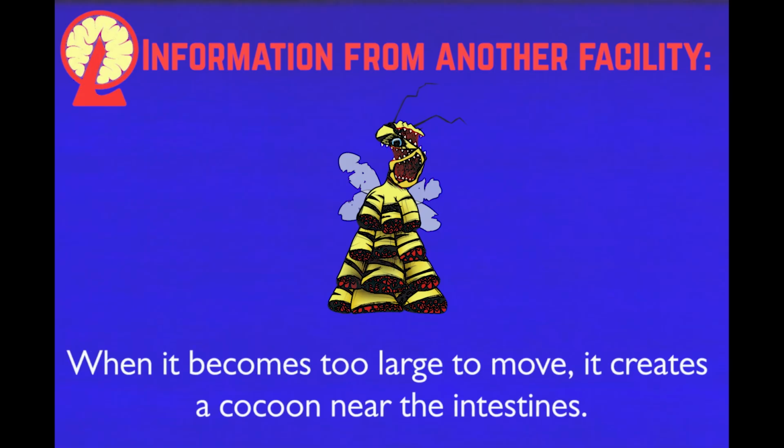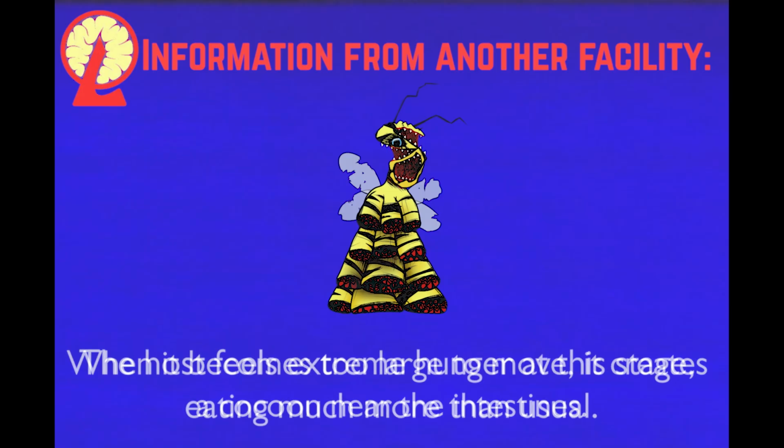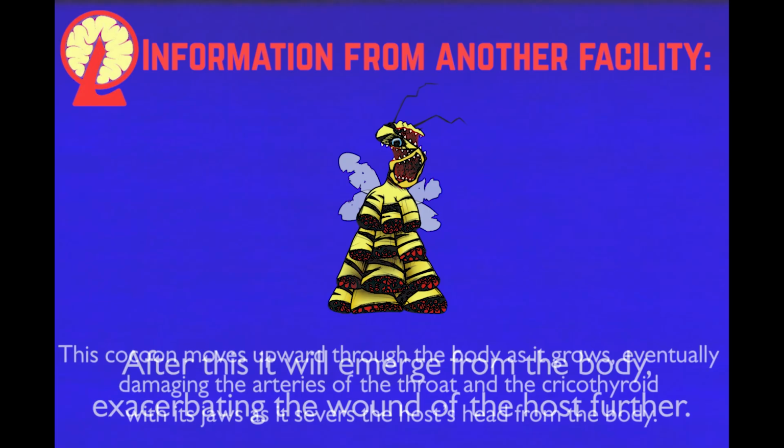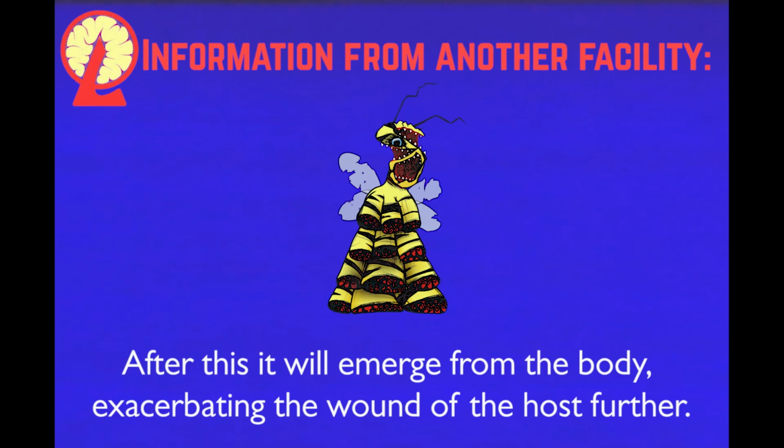When it becomes too large to move, it creates a cocoon near the intestines. The host feels extreme hunger at this stage, eating much more than usual. This cocoon moves upward through the body as it grows, eventually damaging the arteries of the throat and the cricothyroid with its jaws as it severs the host's head from the body. After this, it will emerge from the body, exacerbating the wound of the host further.